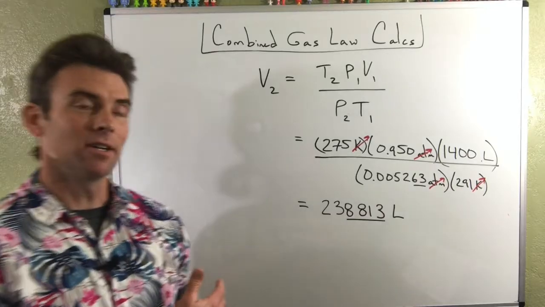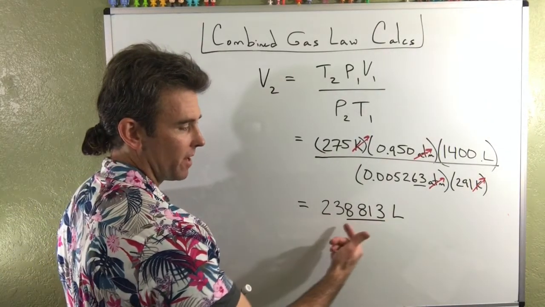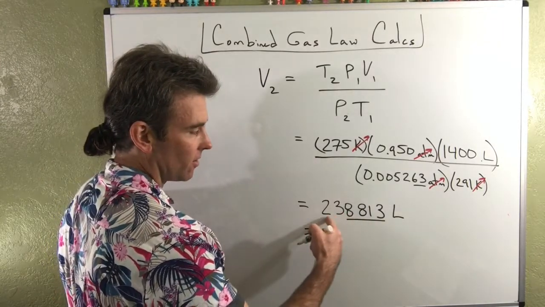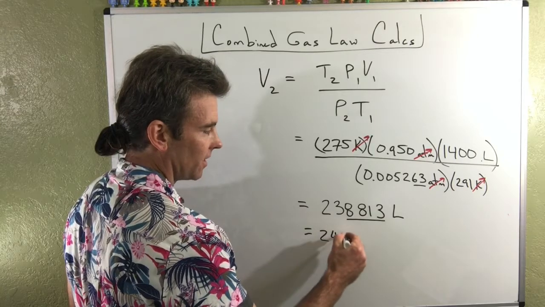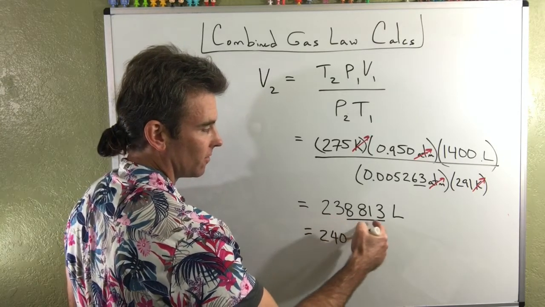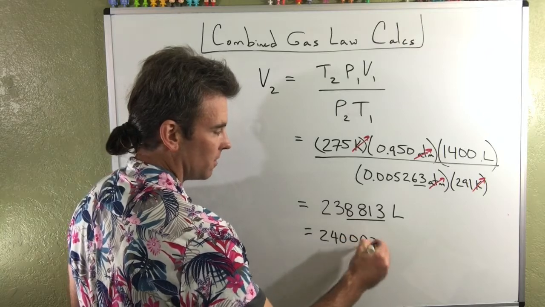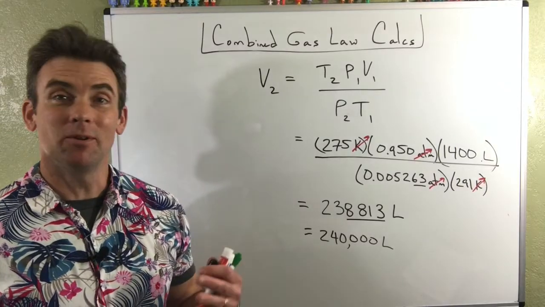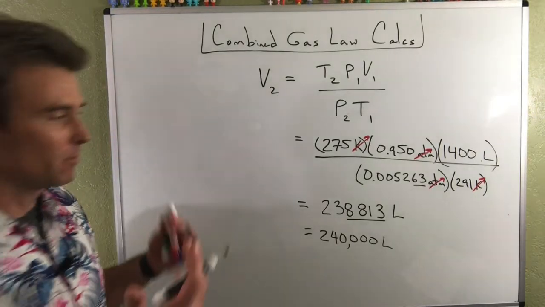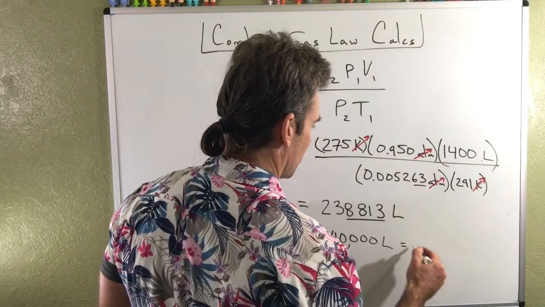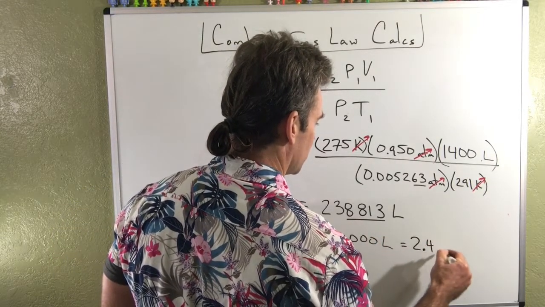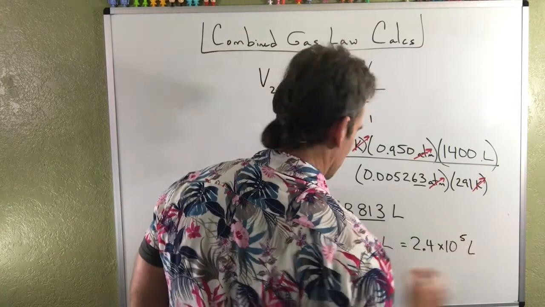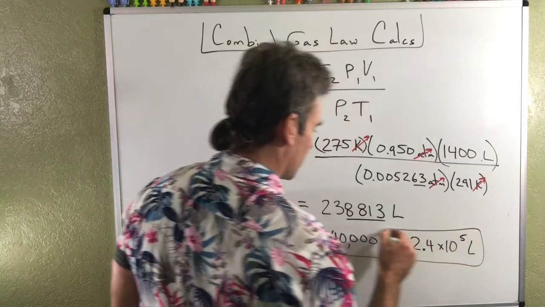Okay, there's my answer. You'll notice that I don't have too many sig figs, so what I should do is round this properly. If I were to round that properly in terms of sig figs, 1, 2, 3, 4, 5, 6, this is what the answer would be. Right, 240,000 liters. A lot of people don't like losing all those numbers, and some people like to use scientific notation. So we can also round this as 2.4 times 10 to the 5th liters. Both of those are completely acceptable answers.